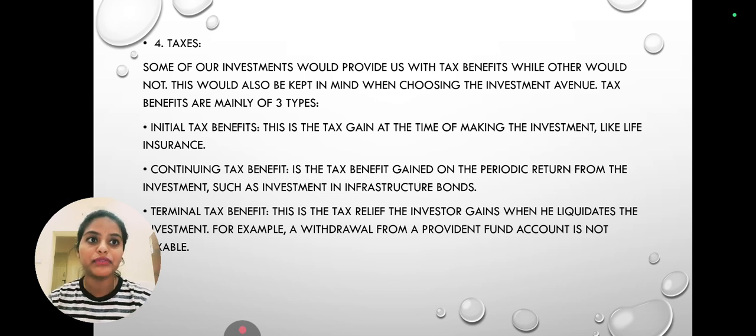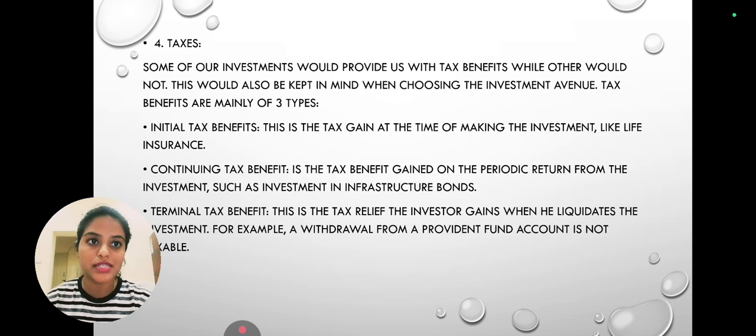For some others, there will be continuing tax benefits. On a periodic basis, they have to file the returns from the investment, and they have to go on filing taxes for the infrastructure bonds and all. The other one is terminal tax benefits. This is the tax relief the investor gets when he liquidates the investment. Until he liquidates the investment, he doesn't have to worry about paying the taxes.